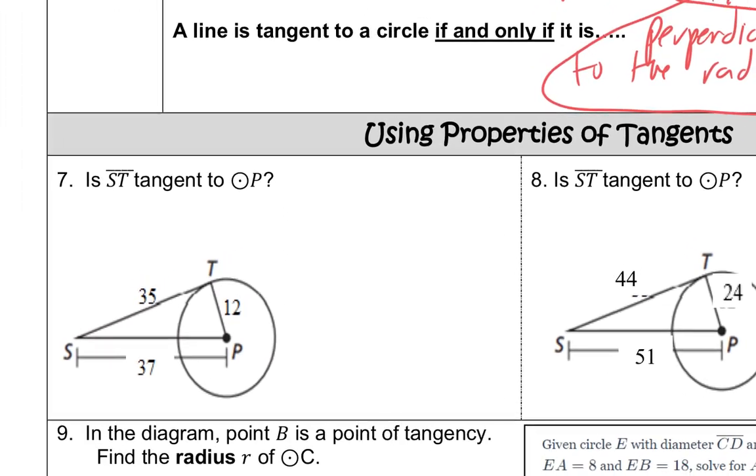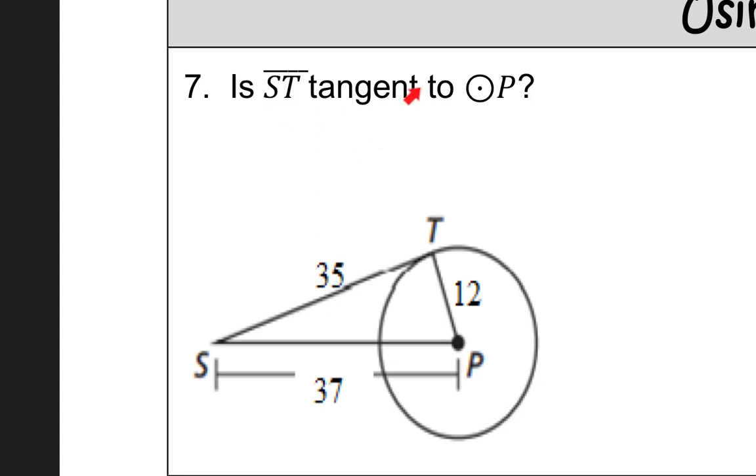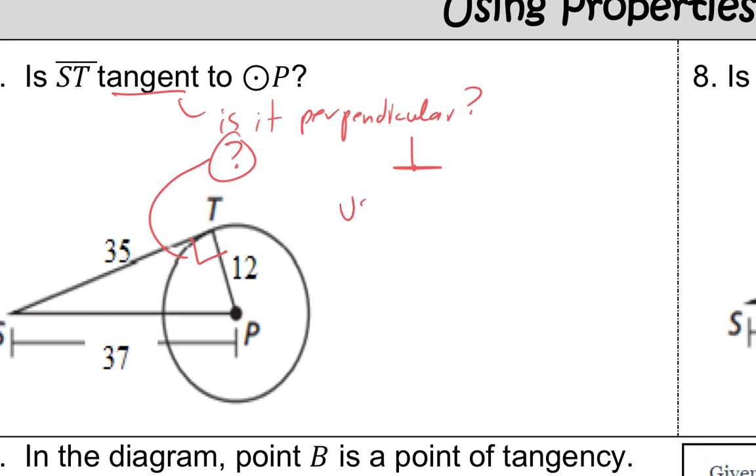So it's asking on this one right over here, is ST tangent to circle P? So ST is right over here in that circle P. So they're asking, is this tangent? What that means is, is it perpendicular? Right? And we'll use this symbol right over here to mean perpendicular. So we're asking ourselves, is this a right angle or not? So how do we find out? We're going to use the Pythagorean theorem.